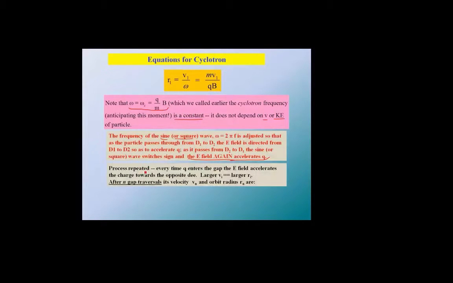Okay, so we have to match the frequency of the oscillating voltage, and so we either have a sine wave or a square wave, and the frequency will be 2 pi times f, which is the frequency of the oscillator. And this is adjusted so that the particle passes through the gap from D1 to D2, say, and such that the E field is directed from D1 to D2 so that the particle is accelerated. Now it goes around and passes from D2 to D1, and what we want is that the sine wave or square wave has switched signs. So we're on the other half of the cycle. So there again, the E field accelerates the Q. Well, this goes on and on.